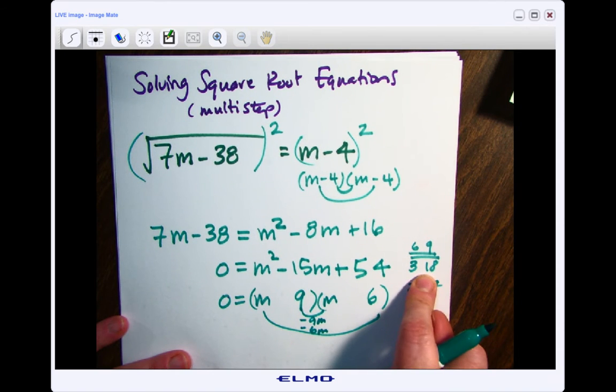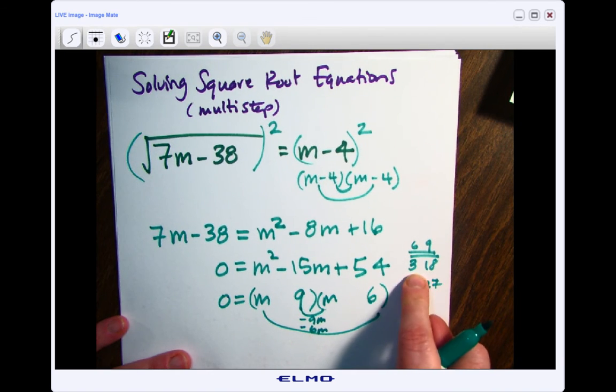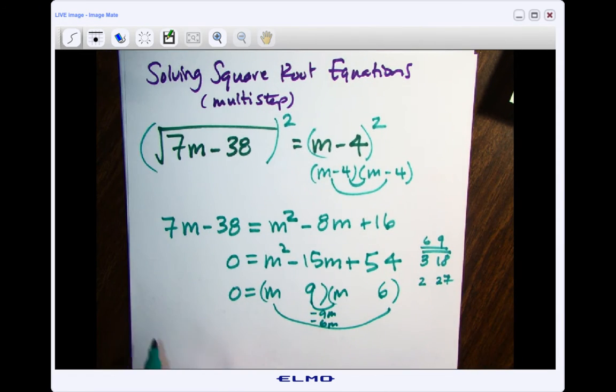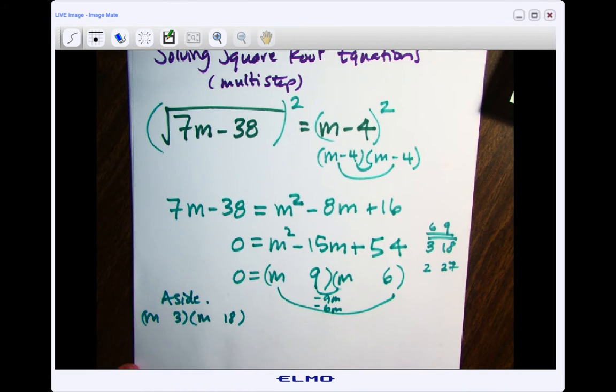Now, it is possible that you could have picked this one. The trouble with that one is, let me show you, because I know a lot of you are wondering why isn't it that one? So this is an aside, just so you can see. This will be a 3m and an 18m.